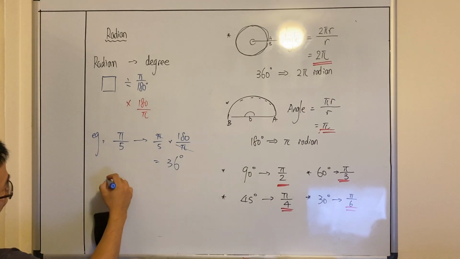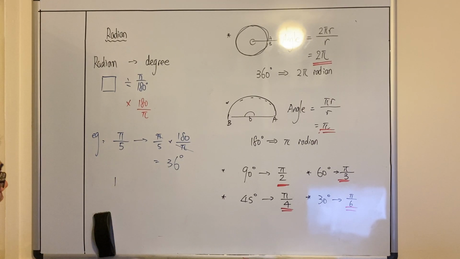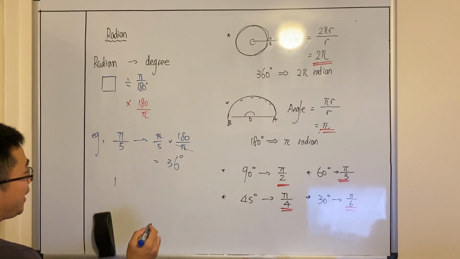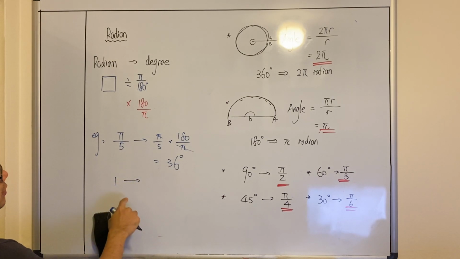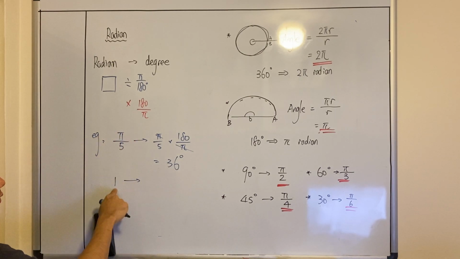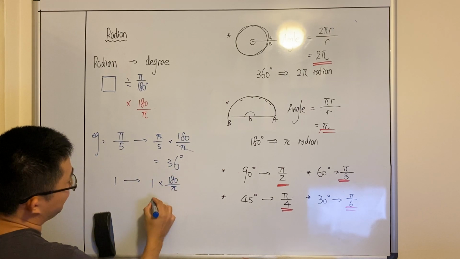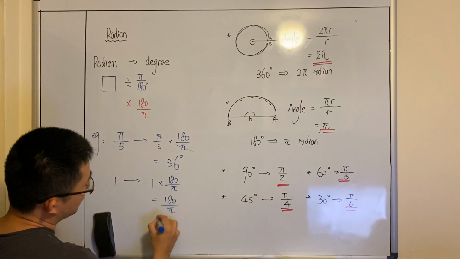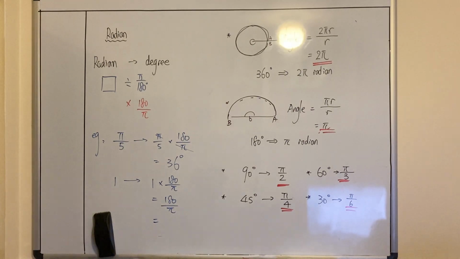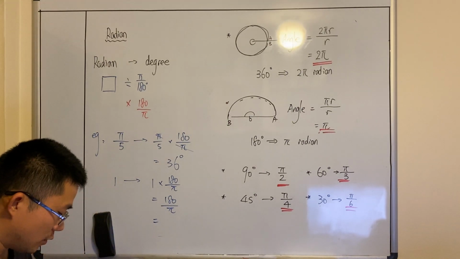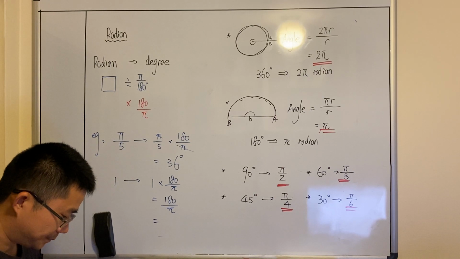What about this time now? 1 radian, like not degree, but just 1, okay? 1 radian, how do we do it? Same thing. It doesn't matter if the radian is in terms of pi or not, you do the same thing. It'll be just 1 times 180 over pi. Now, you can use your calculator to work out what's 180 divided by pi, and that will be your angle in degree.